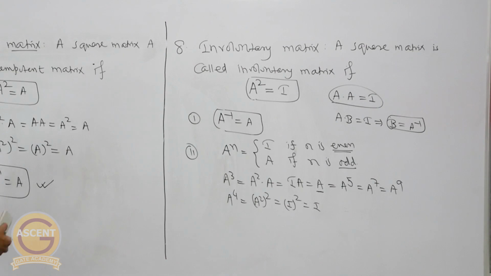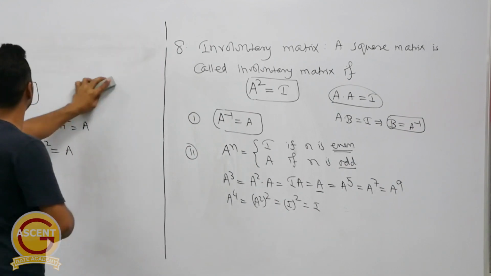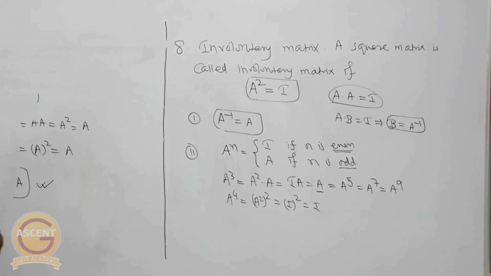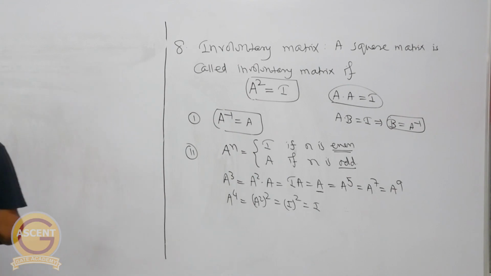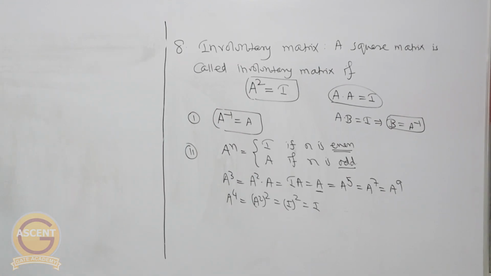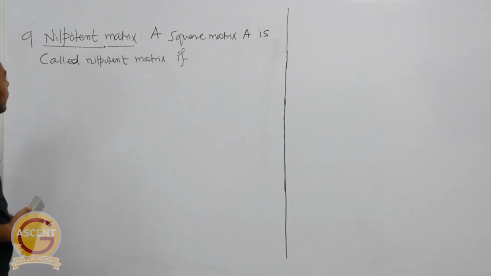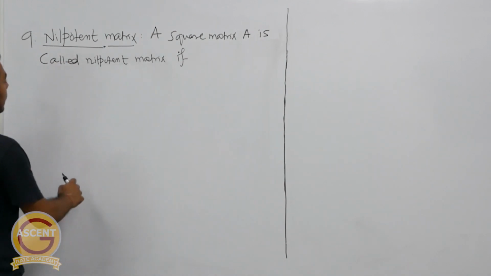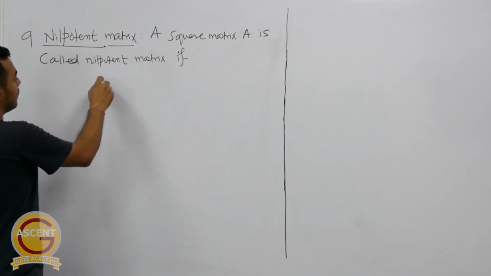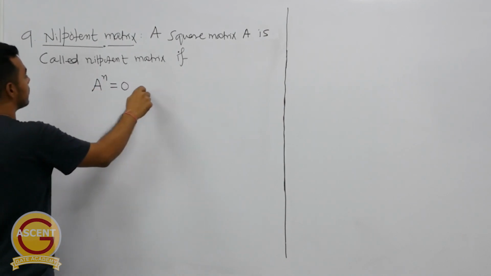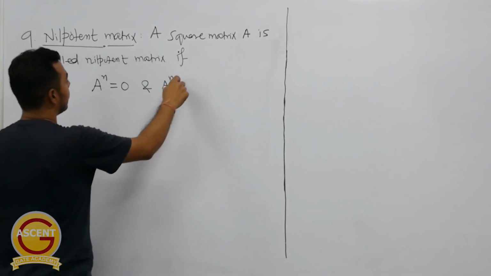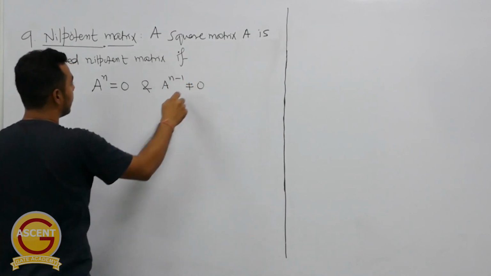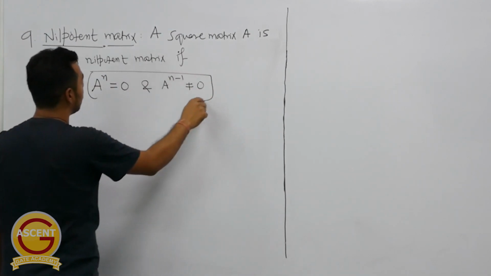Now we have to talk about the other two types of matrices, the periodic matrix and the nilpotent matrix. First we'll talk about nilpotent and then we'll see the periodic matrix. So number 9 is the nilpotent matrix. A square matrix is called a nilpotent matrix if A to the power n is a null matrix and A to the power n minus 1 is not a null matrix. So this is the definition of a nilpotent matrix.